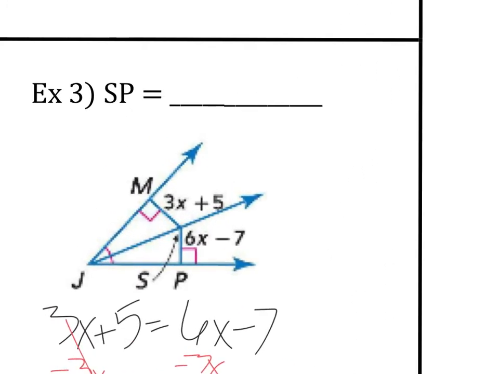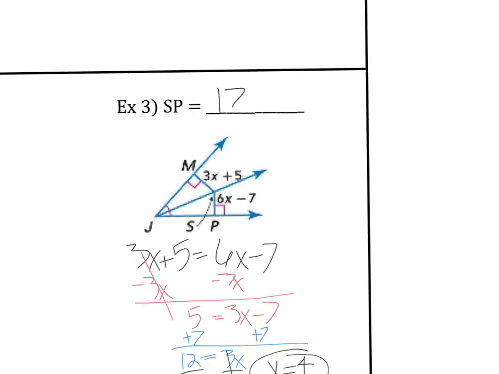And then, like I said, you can always plug it into the other one to see if you did it right for sure. 3 times 4 is 12. 12 plus 5 is 17, giving you the same thing. So you know you did it right.